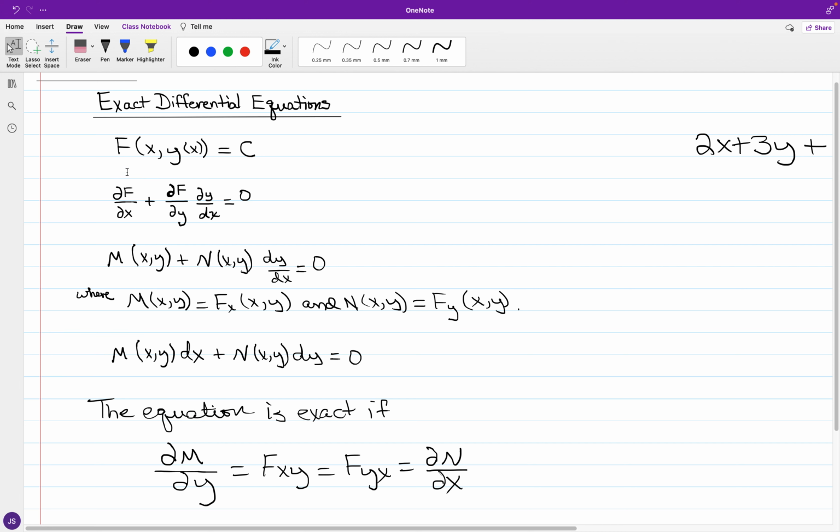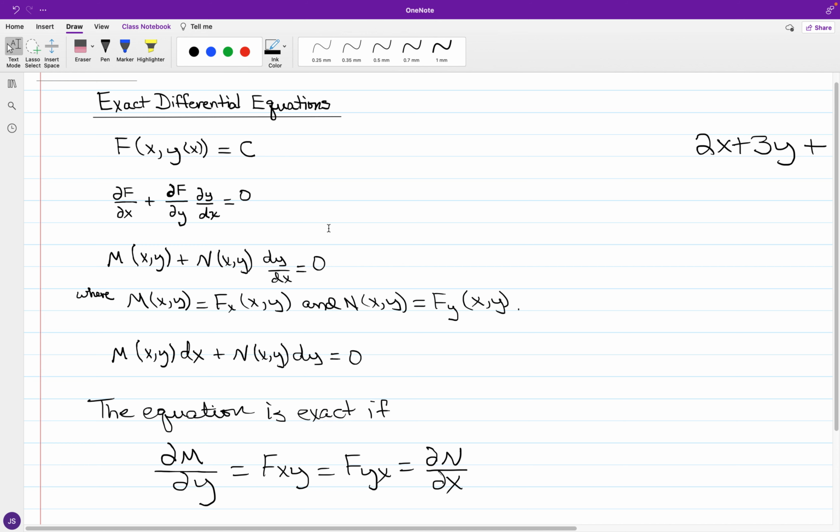It is of the form where we have a function of x and y, f(x, y), with respect to x equal to a constant. If we were to write this identity in expanded form using partial derivative notation, we have the partial derivative of the function with respect to x, plus df over dy, the partial derivative in y, times dy over dx, is equal to 0.